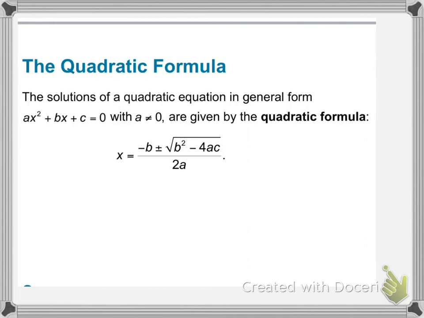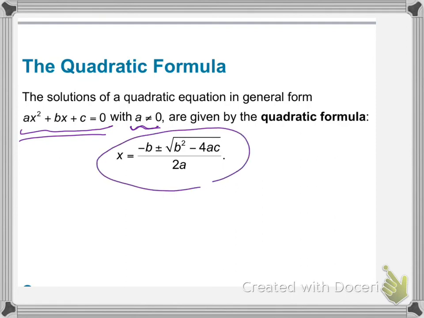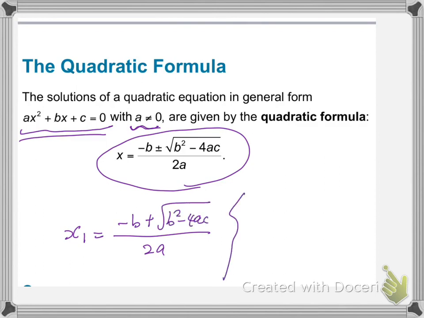Okay, so for any quadratic equation, ax squared plus bx plus c equals 0, here the condition is a is not 0. Then we have a formula for the solution. So what does this plus minus sign mean? That means we have two solutions. The first solution, we have plus sign, so negative b plus radical b squared minus 4ac. And then the second solution, we use minus sign in the middle before the radical. So if you know ABC, just plug in, you got the answer.